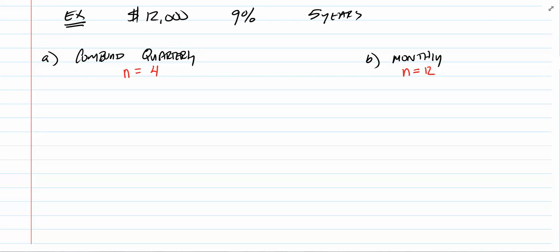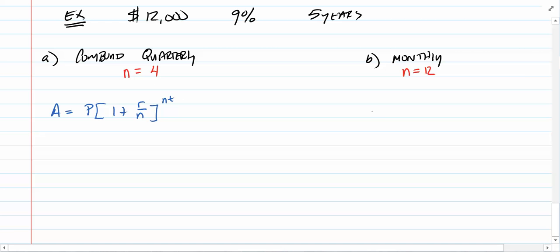We're going to do this in blue. So the amount that we're going to get is going to be the principal times 1 plus R over N, all raised to the NT. Okay, I should keep these the same, to the NT.